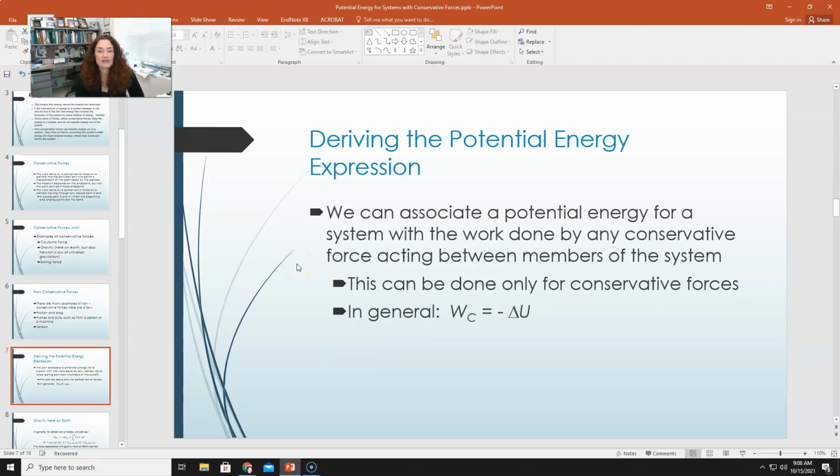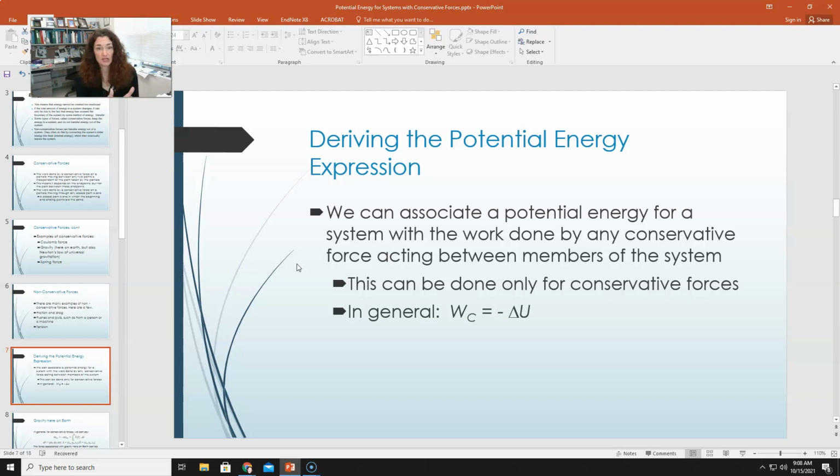Okay, so now that we've laid that foundation, let's explore exactly what function is going to enable us to derive the potential energy for different systems. So we associate the potential energy for a system with the work done by a conservative force that's acting between the members of the system. So if you have a conservative force, you can derive the potential energy by finding the work done by that conservative force. And then the work done by that conservative force will be the negative change in the potential energy of the system.